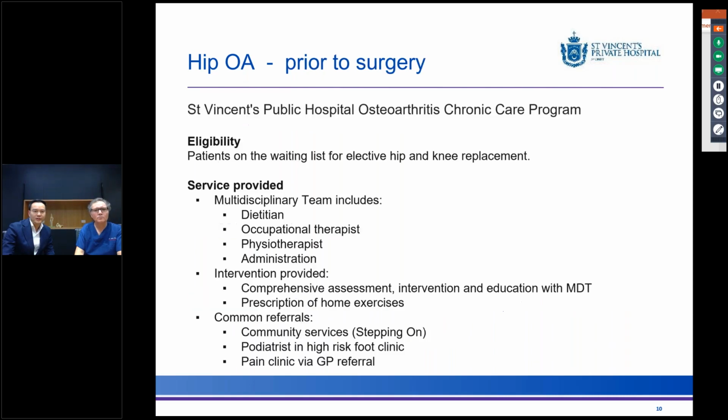So now, when we've decided to proceed with total hip replacement for a patient, for our patients in the public hospital, there is a wait list. During this time on the wait list, all our patients at St Vincent's are now enrolled in the osteoarthritis chronic care program. They're assessed by a multidisciplinary team, including a physiotherapist, occupational therapist, and dietitian. Effectively, it's continuing the care plan, but within a hospital setting.